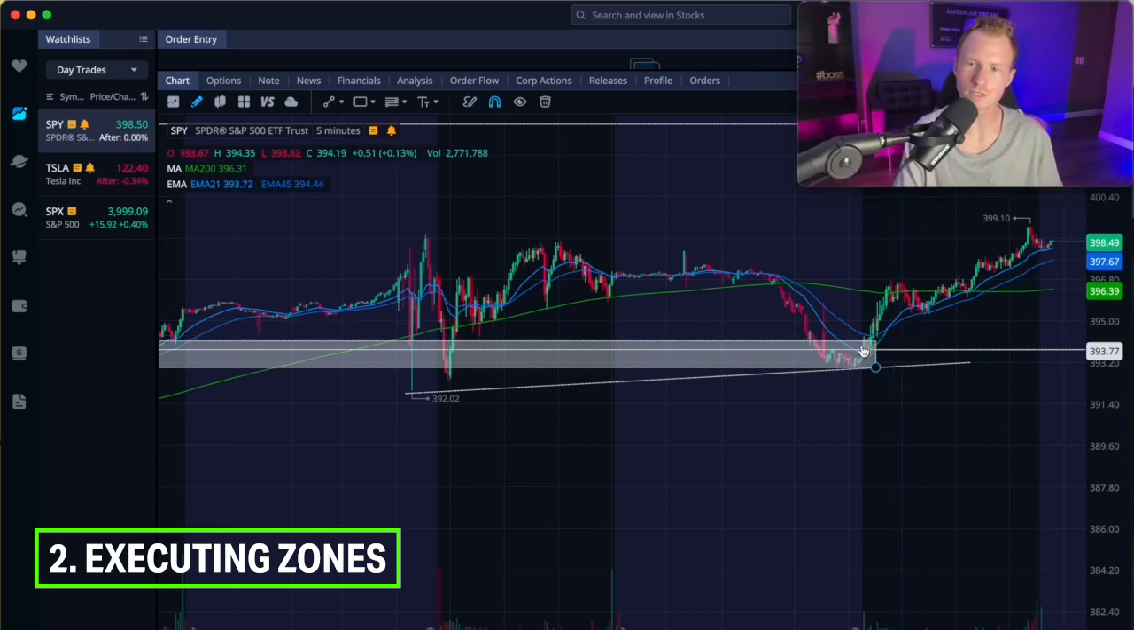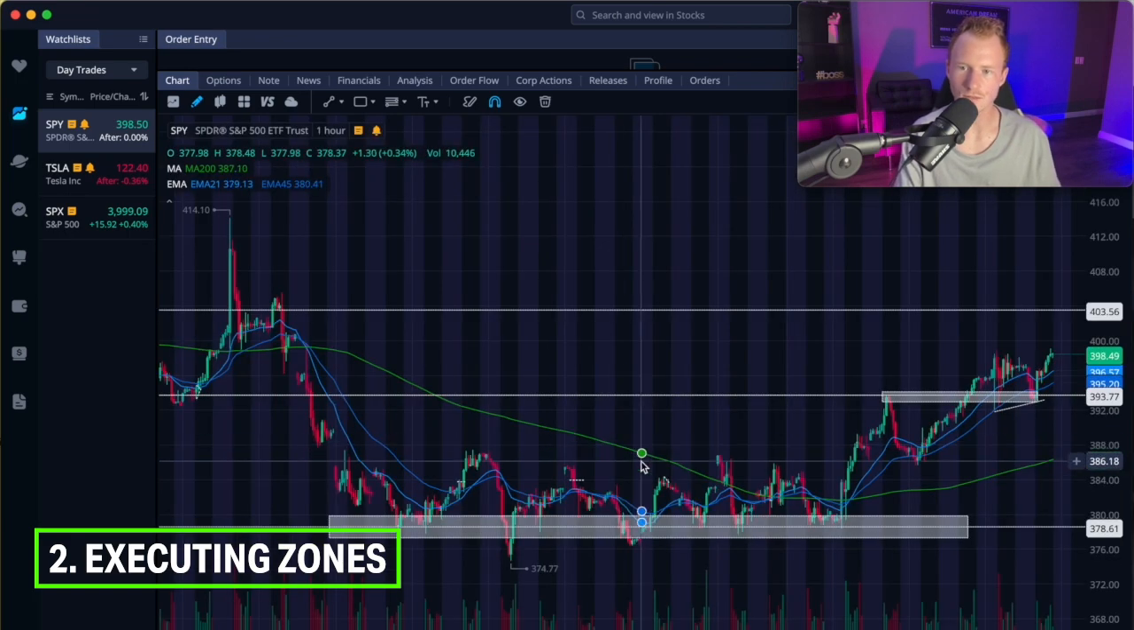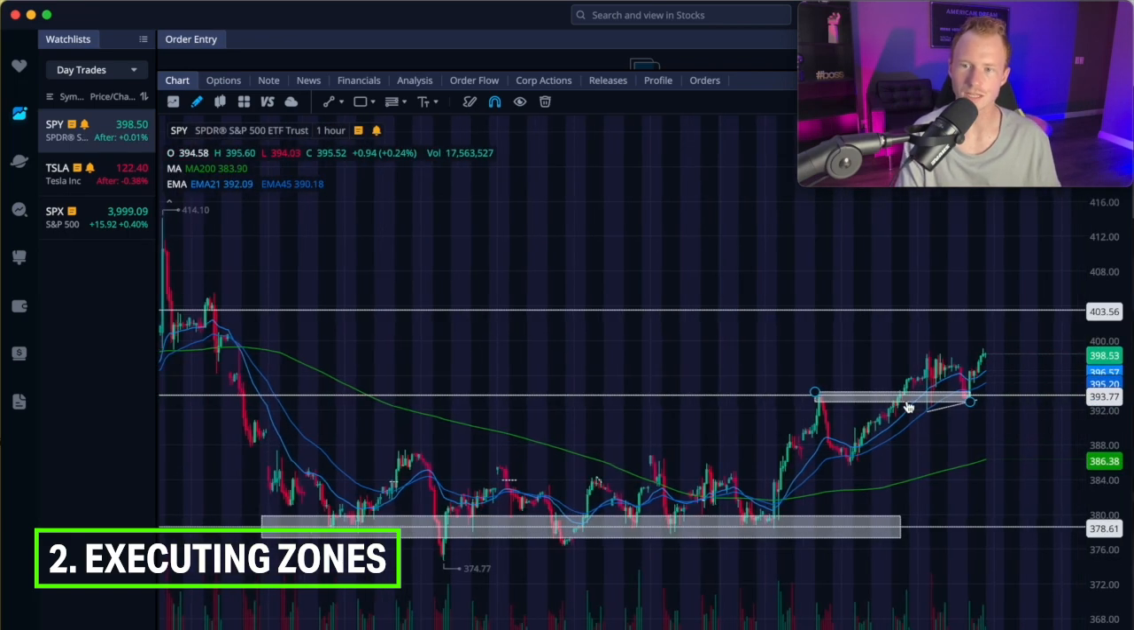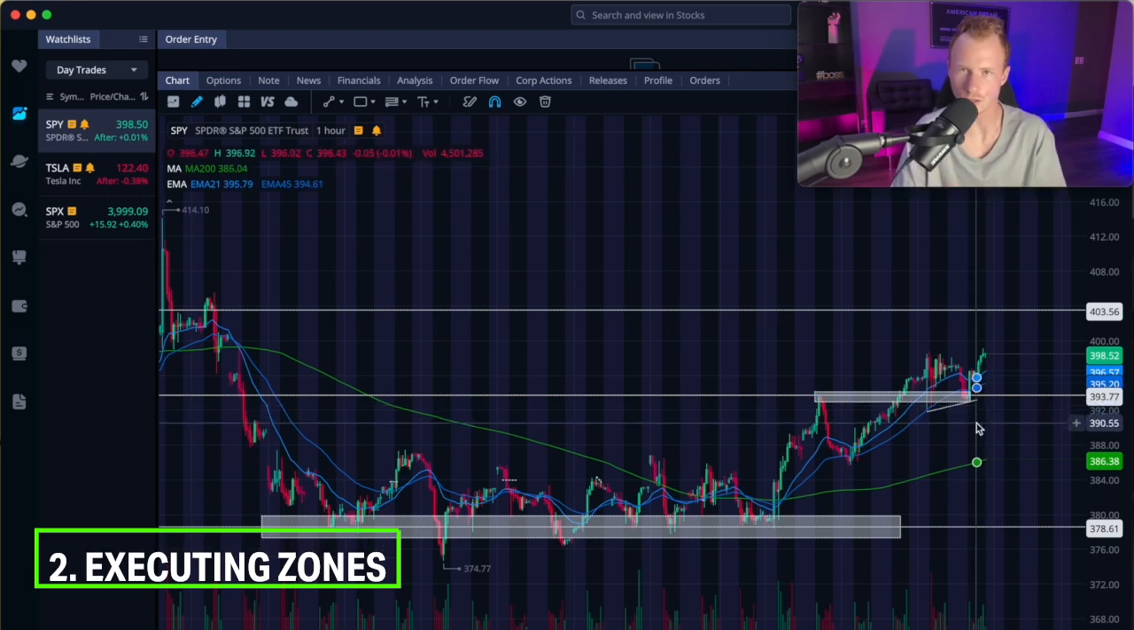I'm just looking for these $1 or $2 moves inside this demand zone, and again, we want to find these supply and demand zones on the bigger time frames, like this 1 hour chart, because that tells me that there's going to be a higher probability of it actually working in your favor.